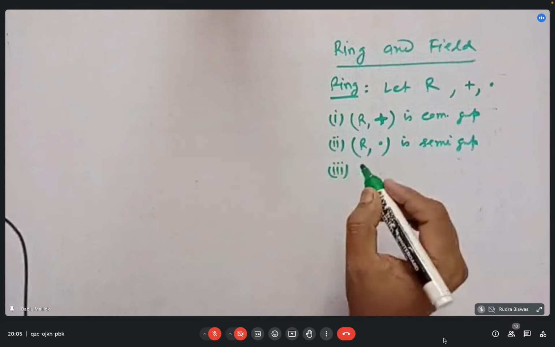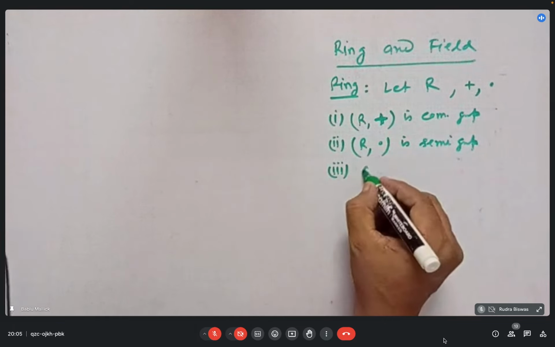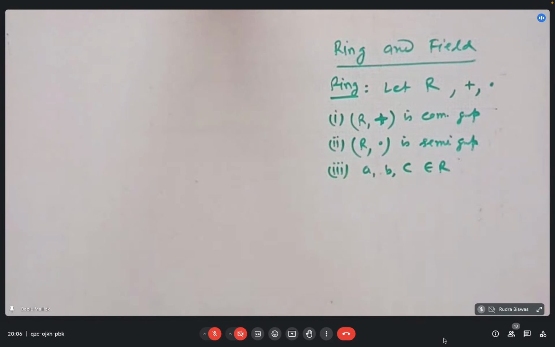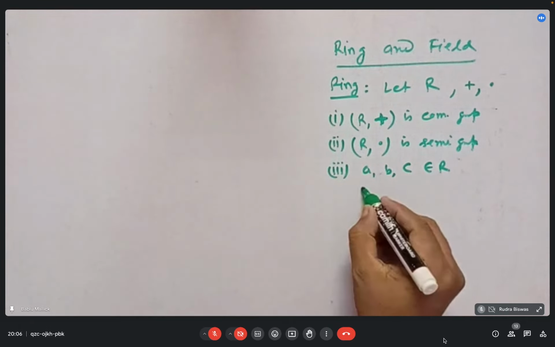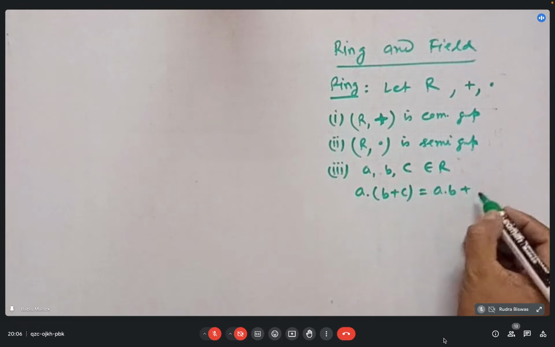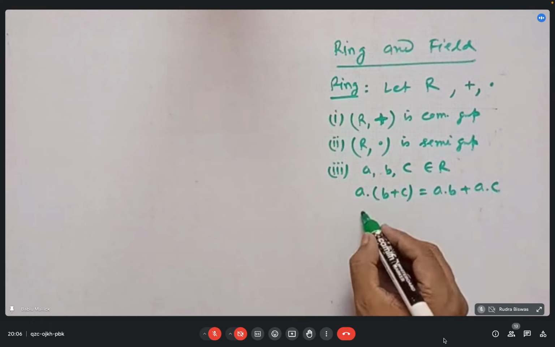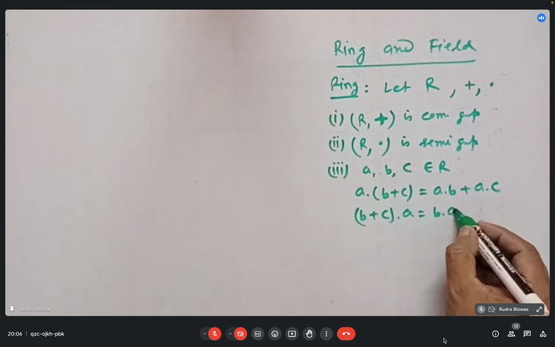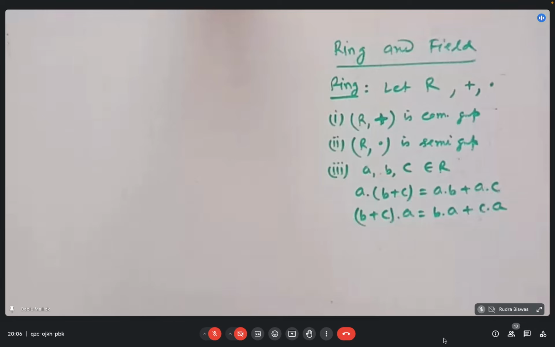And number three, for any three elements A, B, C in R, A dot (B plus C) is equal to A dot B plus A dot C, and (B plus C) dot A is equal to B dot A plus C dot A. This means the distributive law holds.